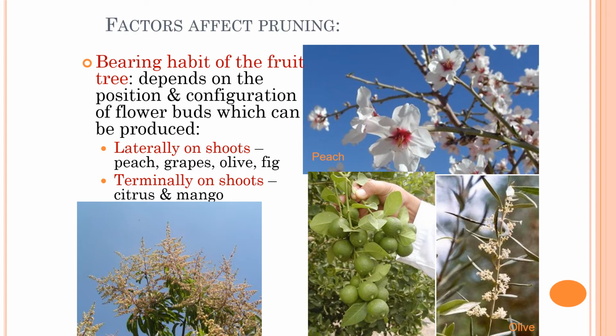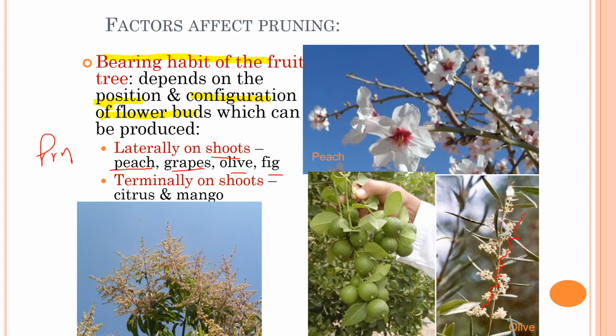And to illustrate this better, you can see here the bearing habit of the fruit. The bearing habit means where the fruit is in each tree, the position and configuration of the flower buds. Now this is very different from tree to tree. For example, in peach, grapes, olives, and figs, all the fruits are produced laterally on shoots. So you can see the shoot here. For example, this is olive, and you can see the flowers are here and the fruits are here.